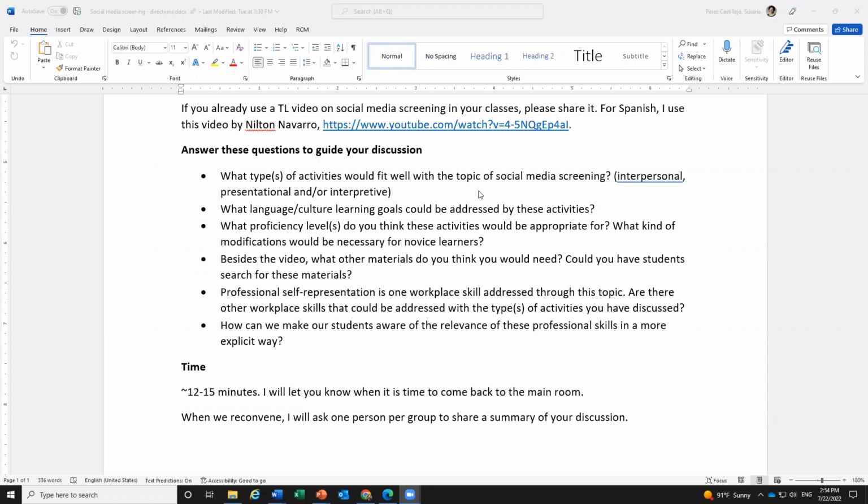Other materials that could be used apart from the video, as Manon said, we could have the students research other posts in the French language. They can use other magazines or articles. Now, the part of the job here, which is professional self-representation, that's the last but one bullet for the workplace skills. If we are doing the presentational, we'll not be able to do this bullet right now. It might come later.